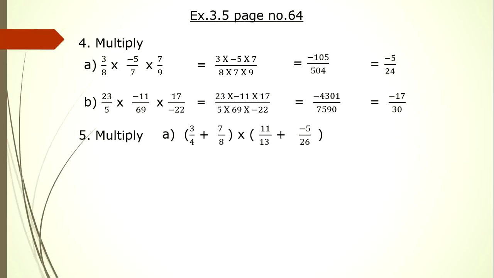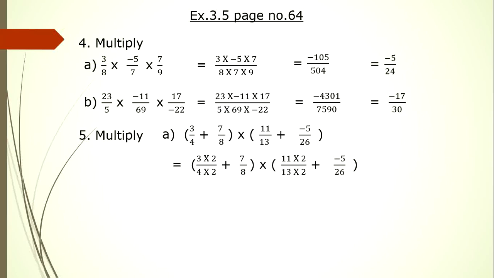Let's go to the fifth question. We have 3 by 4 plus 7 by 8 into 11 by 13 plus minus 5 by 26. We observe that the denominators of 3 by 4 and 7 by 8 are not the same. So we need to go for the LCM of 4 and 8, which gives us nothing but 8. So 3 by 4 to be multiplied with 2 in numerator and denominator to get the denominator as 8. Here in the other term, 11 by 13 plus minus 5 by 26, we have 13 and 26 as the denominators, whose LCM will be 26.